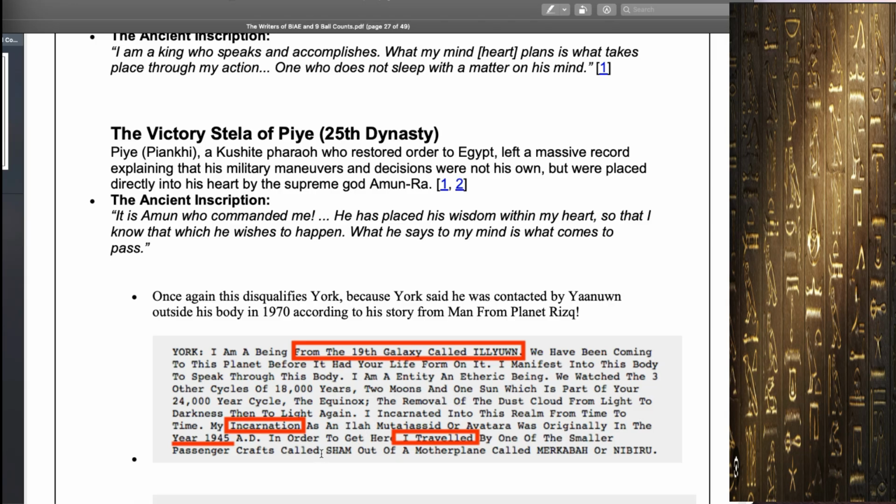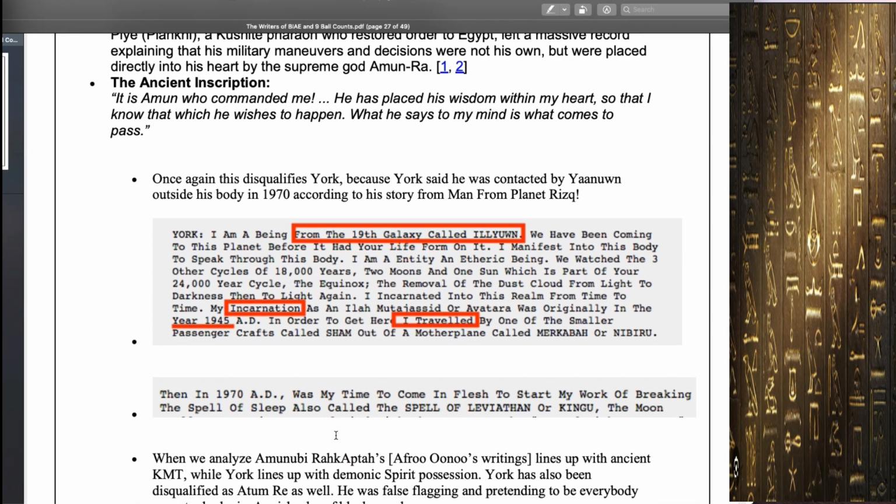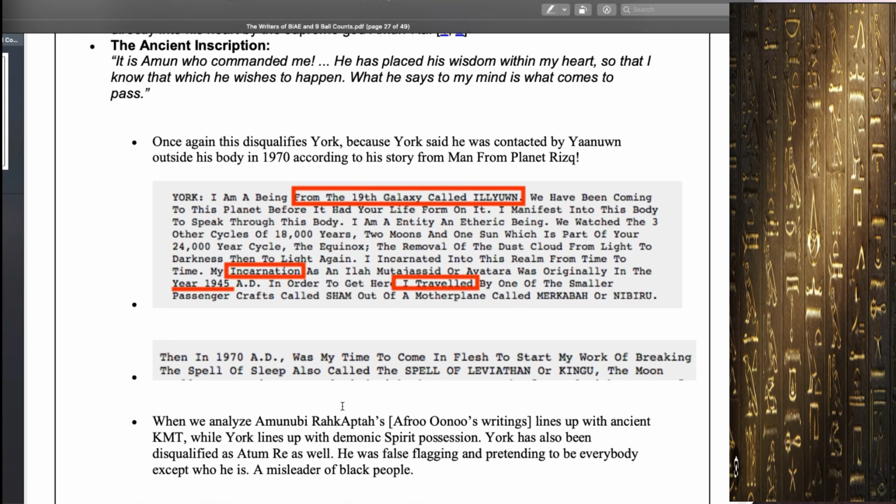All right. So he said, in order to get here, I traveled by one of the smaller pathing trails called Sham. You're right, it was a sham. All right. Then in 1970 AD was my time to come. All right. So when we analyze, Asa Nupu Part Afro's writing lines up with ancient Kemet, while York lines up with demonic spirit possession. York has also been disqualified as Alton as well. He was a false flagger, pretending to be everybody else except who he is, a misleader of black people. These are facts.